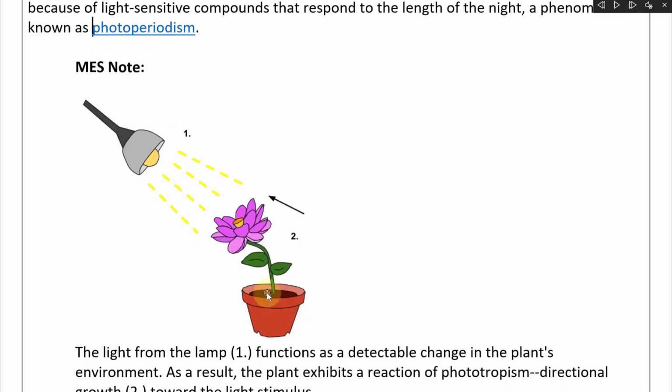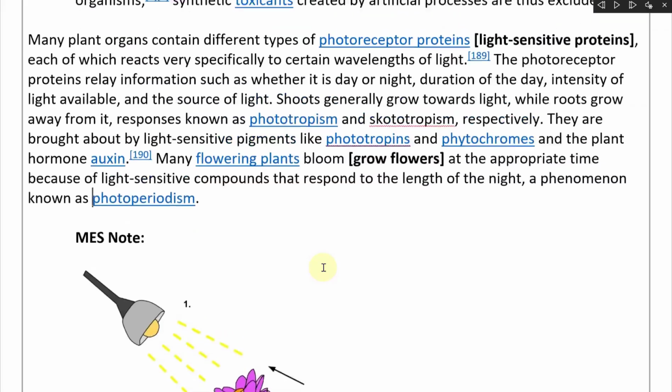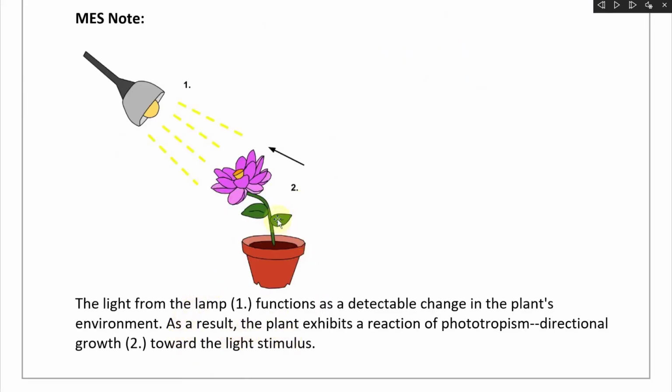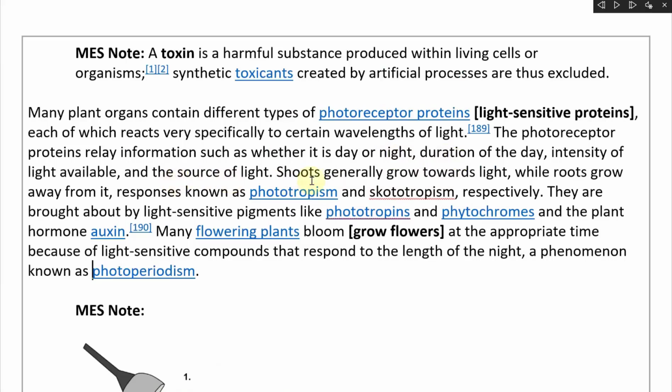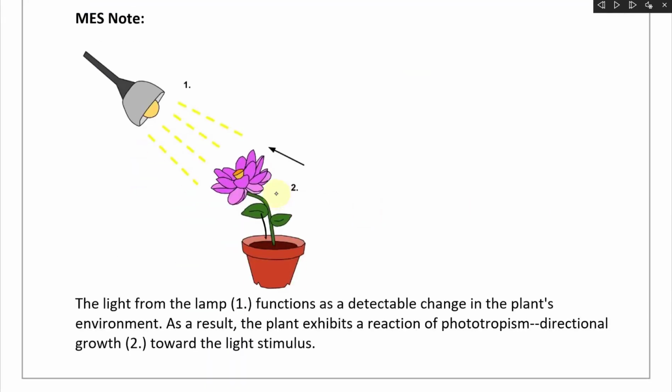So note the light from the lamp here functions as a detectable change in a plant's environment. As a result, the plant exhibits a reaction of phototropism, which is directional growth toward the light stimulus. So this is moving towards it. Shoots generally grow towards light, while roots grow away from it, responses known as phototropism and skototropism, respectively. That's the roots going away, and this is the shoots going towards. So it literally bends itself and moves over to the light, which is quite fascinating.